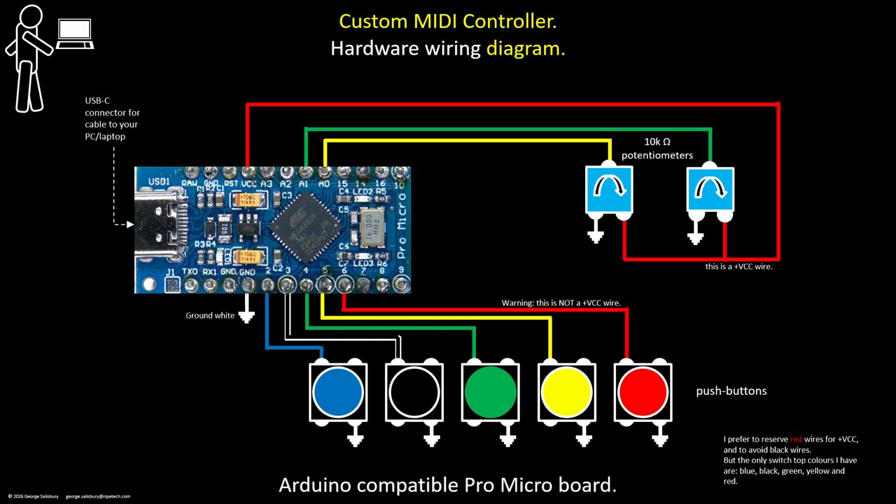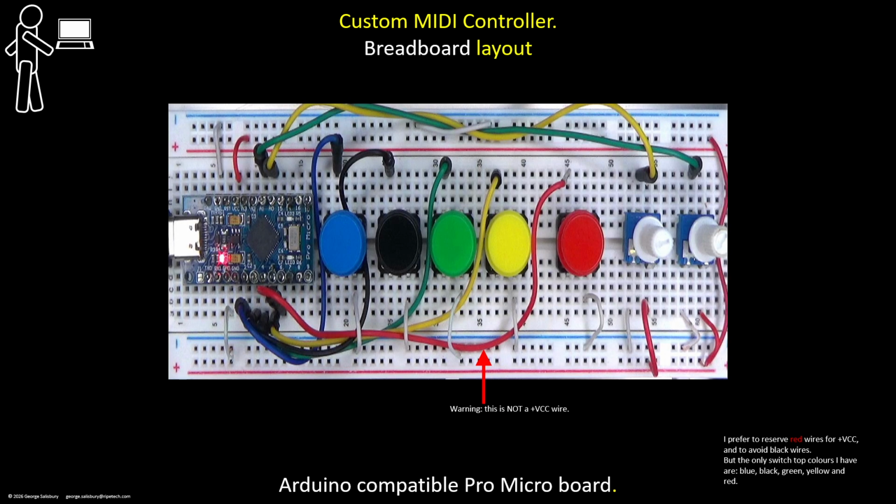This is the custom MIDI controller hardware wiring diagram. 5 switches, 2 potentiometers, and the Arduino compatible Pro Micro board. I put it all onto a single breadboard.